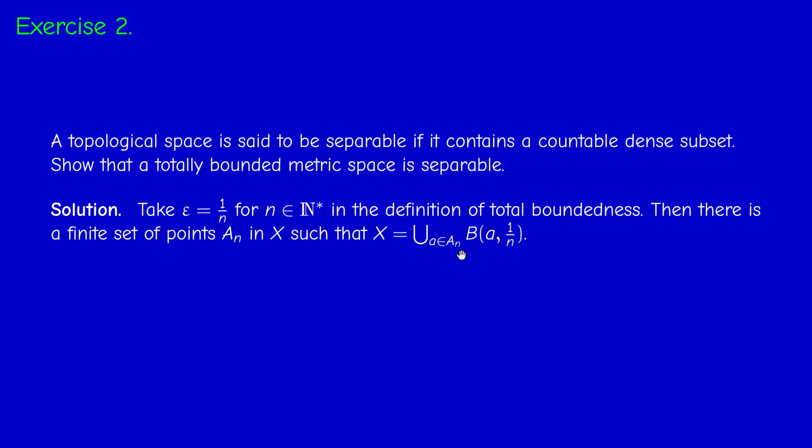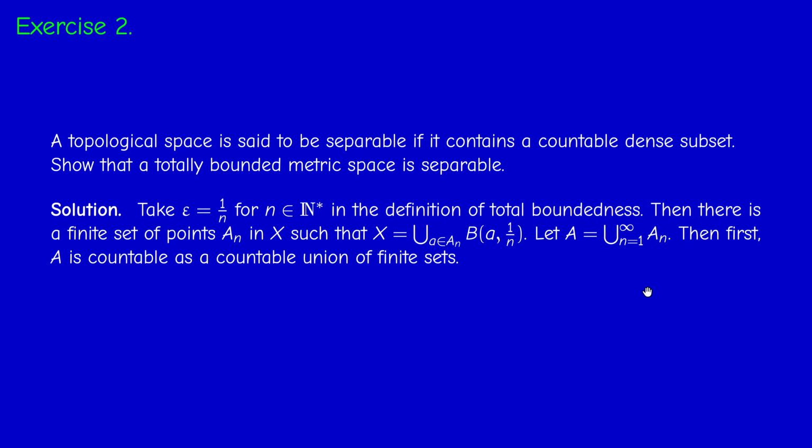So when n varies, we get a sequence of finite sets. So I call the finite set capital A_n. So I have a countable collection of finite sets. Okay, now if we take capital A to be the union of all these finite sets, what do we have? This is, of course, countable, not necessarily finite, but it's countable because it's a countable union of finite sets.